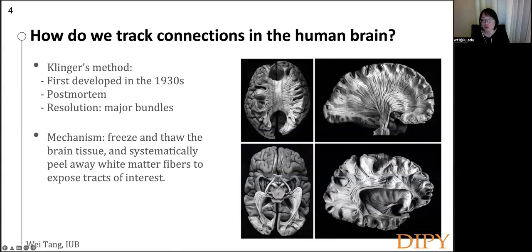Before we jump into the fiber bundles that connect different parts of the brain, let's remind ourselves a little bit of history of the neuroanatomy research in humans. It used to be a postmortem science. The most widely used method is named after its inventor, Klinger. The procedure is to first freeze and thaw the brain tissue, and then systematically peel away white matter fibers to expose the target tracts for investigation. This way, one can examine the trajectories of major white matter fiber bundles in the whole brain.